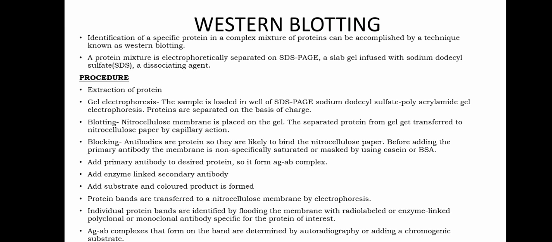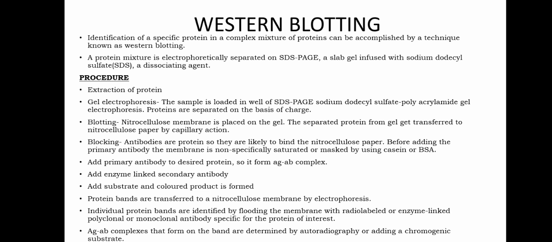Antibodies are proteins, so they are likely to bind with the nitrocellulose paper. Before adding the primary antibody, the membrane is non-specifically saturated or masked using casein or BSA, and this procedure is known as blocking. After the blocking, the primary antibody to the desired protein is added, so an antigen-antibody complex is formed. Then the enzyme-conjugated secondary antibody is added, and then the substrate is added and a colored reaction product is formed.